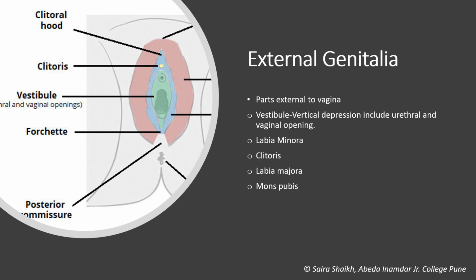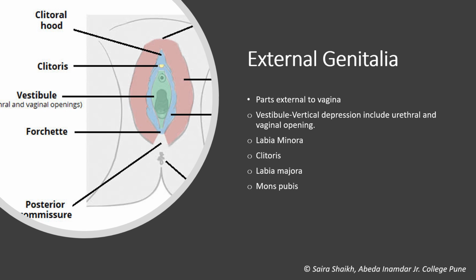Student, up till now we have studied the internal organs of the female reproductive system. Now we'll study the external genital organs, which are present just outside the vagina. They are also called the vulva, which includes the vestibule, labia minora, clitoris, labia majora, and the mons pubis. First, we'll see the vestibule.